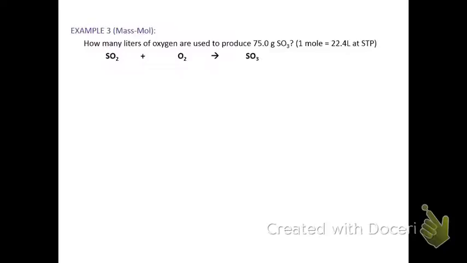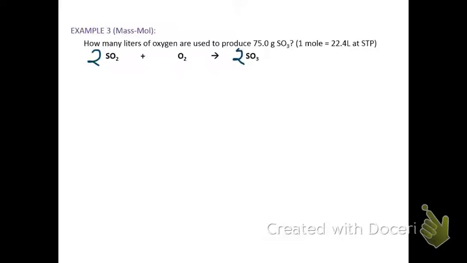Okay, so this one wants to know how many liters of oxygen are used to produce 75 grams of sulfur trioxide, and it gives you the conversion. So first things first, balance the equation. Okay, and those coefficients would be 2, 1, 2. So it's going to have a 2 here, a 1 there, and a 2 on the last one.